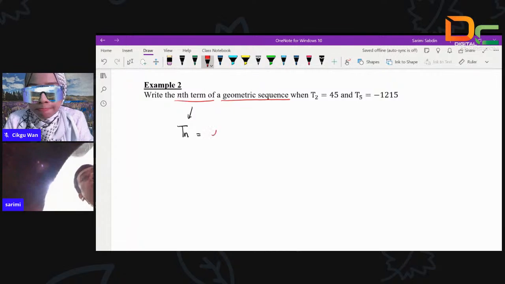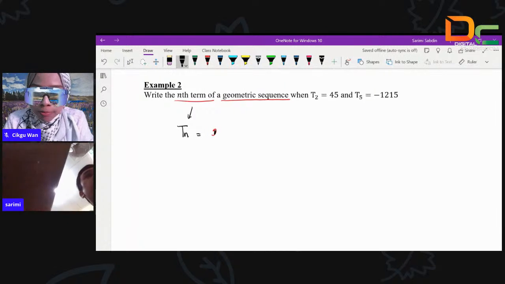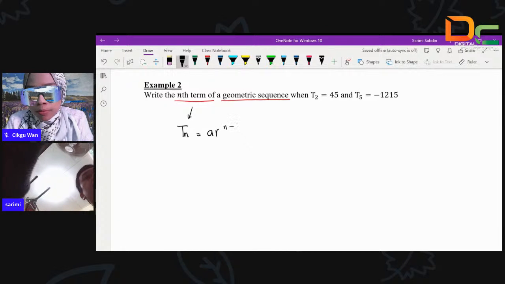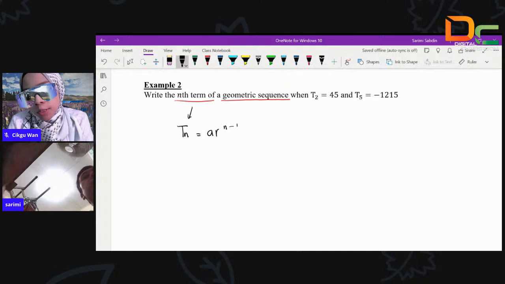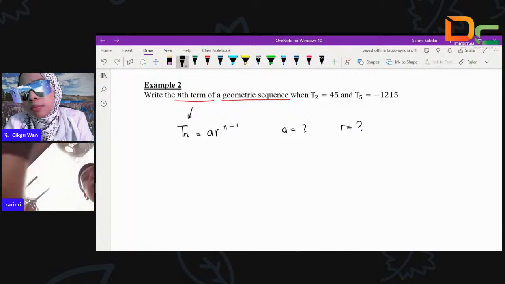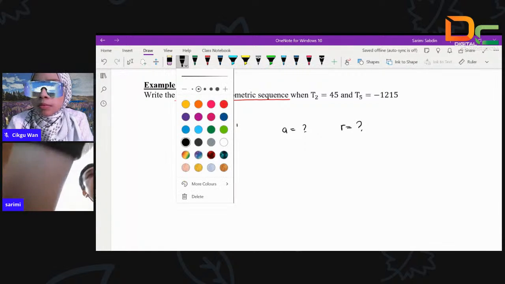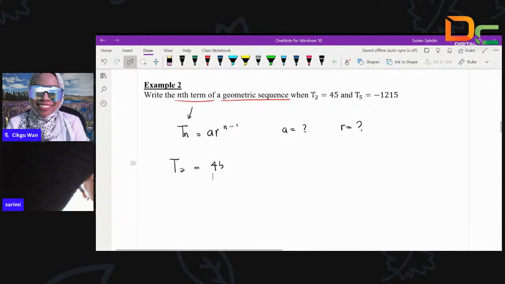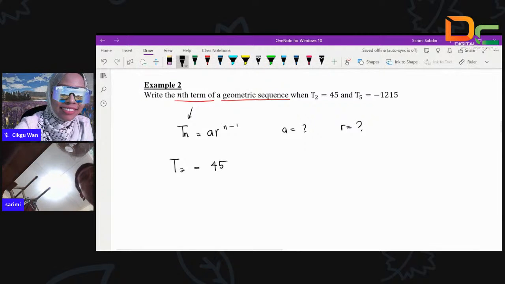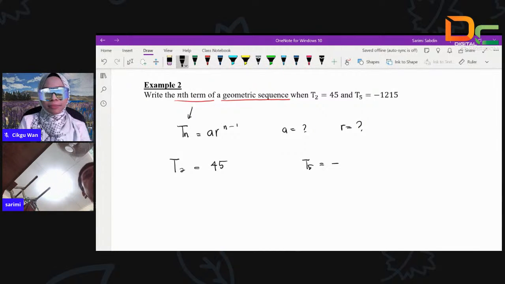So Tn is ar to the power of n minus 1. To find Tn, like the previous question, we need to find a and we need to find r. But in this question, what information do we have? We only have the information about the second term, which is 45, and T5, which is negative 1215.